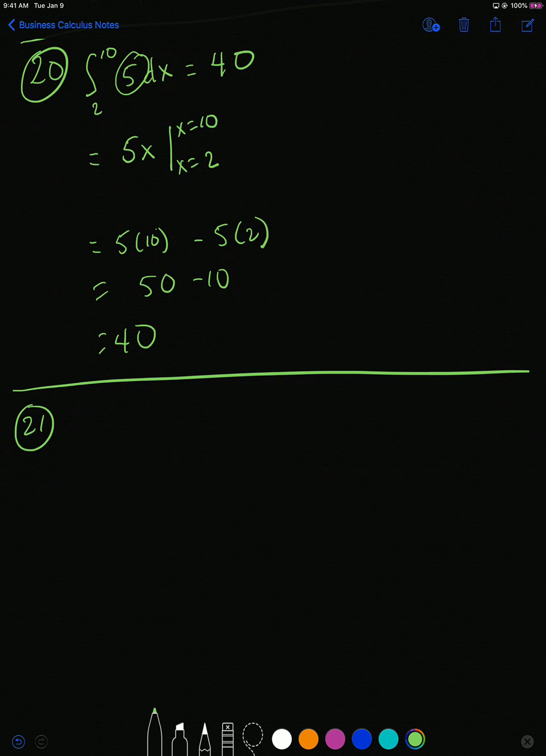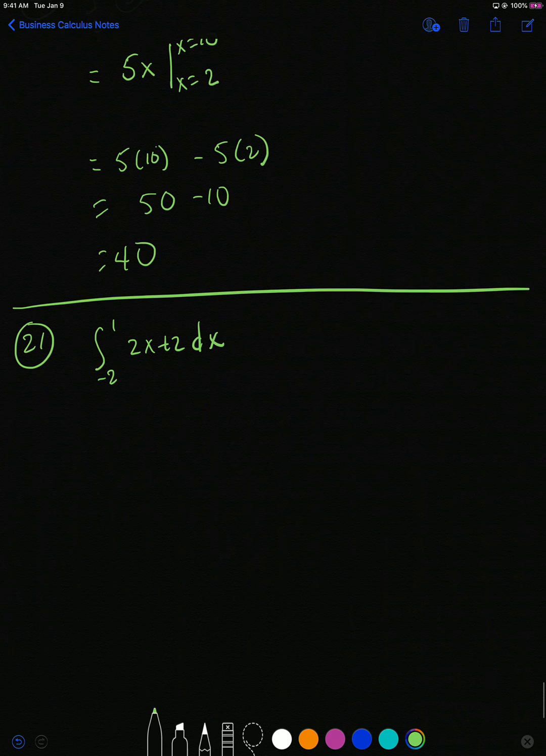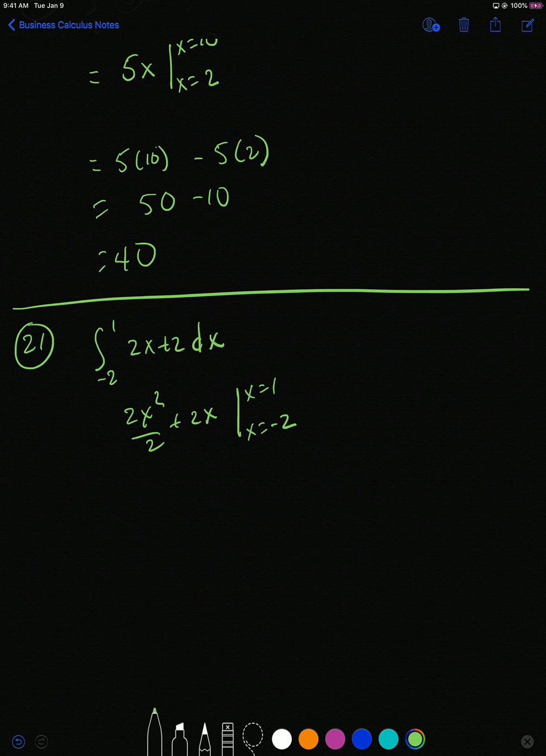Number 21. It's helpful to have a calculator for these. Integral from negative 2 to 1 of 2x plus 2 dx. Again, first you integrate and leave off the plus c. So that's going to be 2x squared over 2 plus 2x. And I have to plug in x equals 1, plug in x equals negative 2, and then subtract the answers.